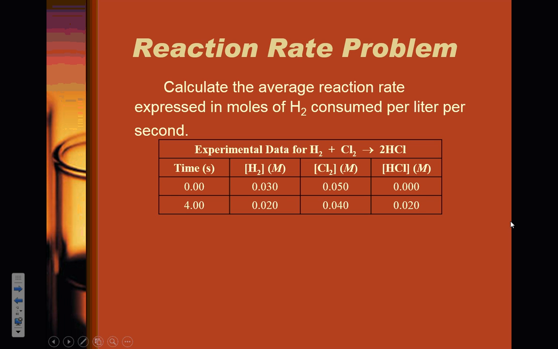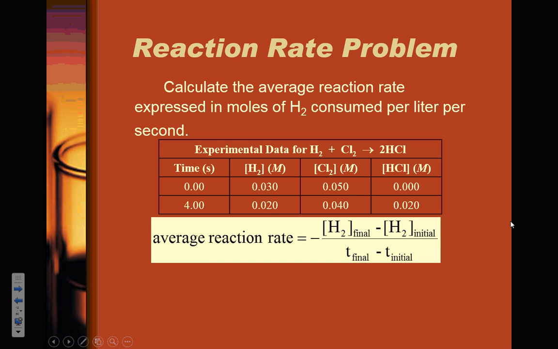At time 0, this would be the initial concentration of H2 and Cl2. And notice we have 0 HCl at the beginning because the reaction hasn't started yet. But after 4 seconds of time, my H2 has dropped to 0.02, my Cl2 has dropped to 0.04, and my HCl has risen to 0.02. So you can see that as time is progressing, our reactants are being consumed and our products are being formed.